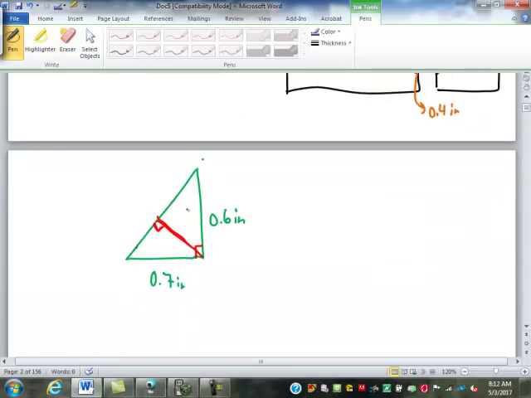Now looking at this, I can't find out a whole lot about that unless I find one of these angles, either here or here. This angle here is going to be the same as this one here. So I'm going to find this one here. That angle, going back to the big green triangle, I have opposite and adjacent. So that's going to be an inverse tangent. Inverse tangent, the opposite side's the 0.7, the adjacent side's the 0.6.